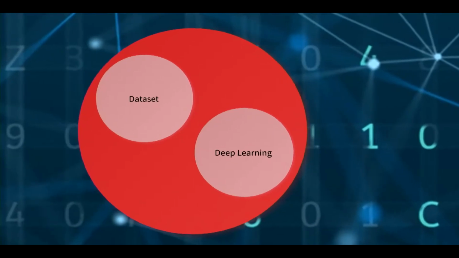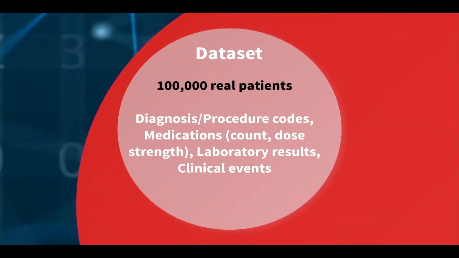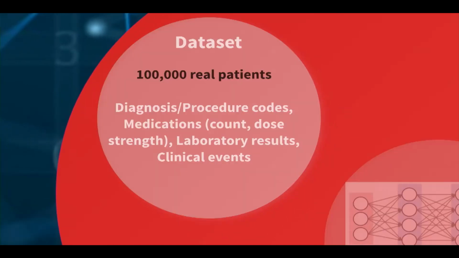We have access to a real data set of 100,000 real patients. It is anonymous, time-shifted, and de-identified, so we can use it for research purposes. We have access to diagnosis codes, procedure codes, medications, lab results, and clinical events.